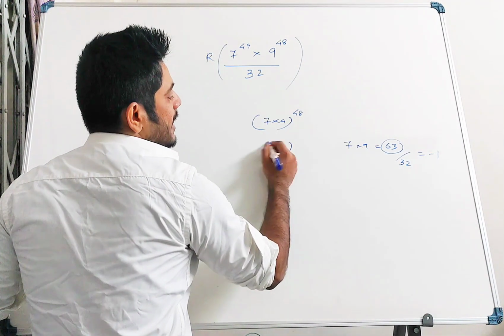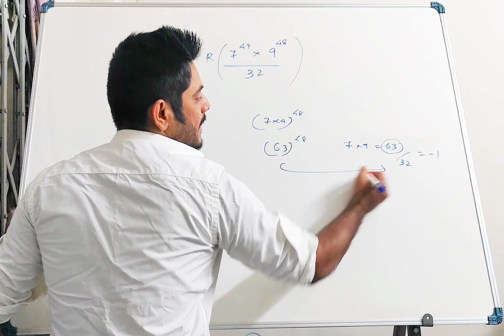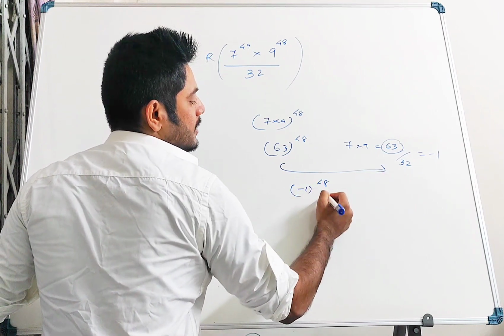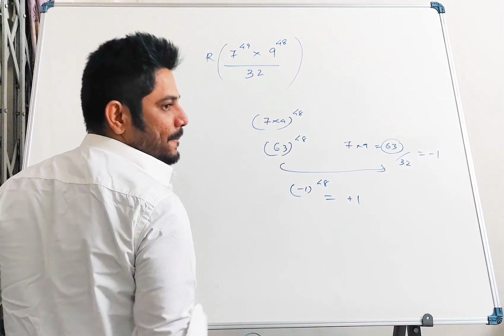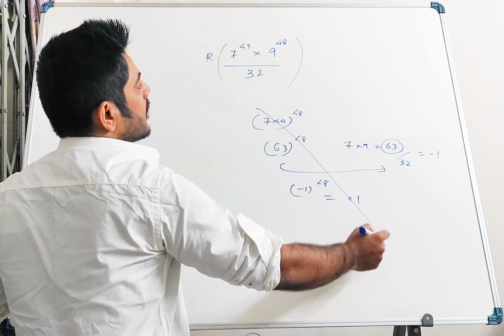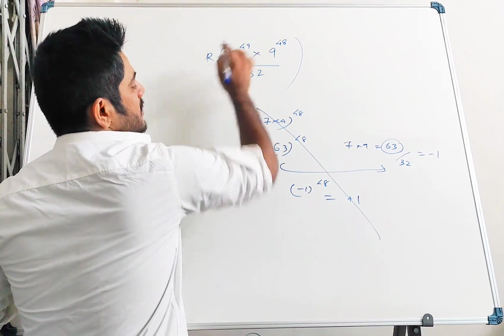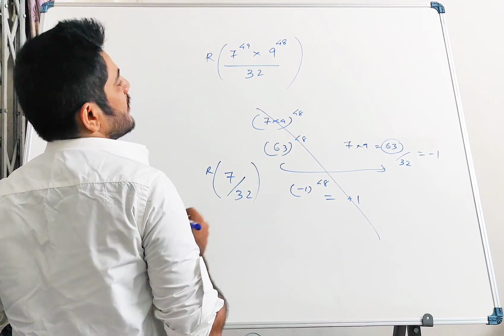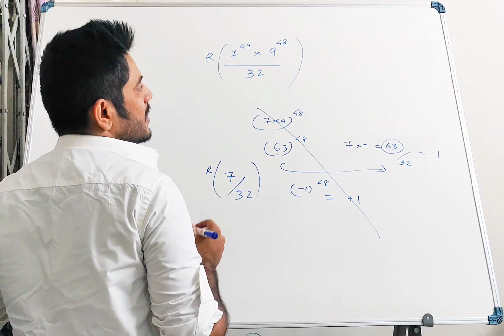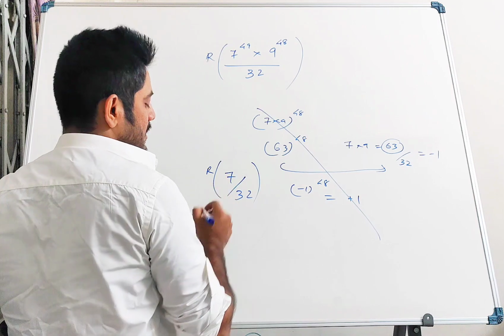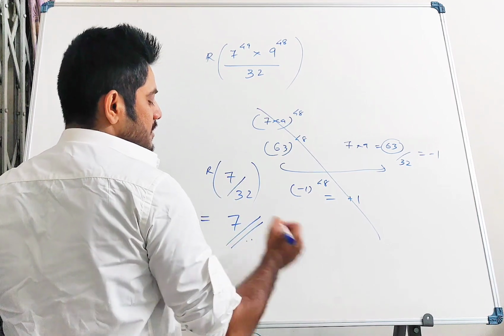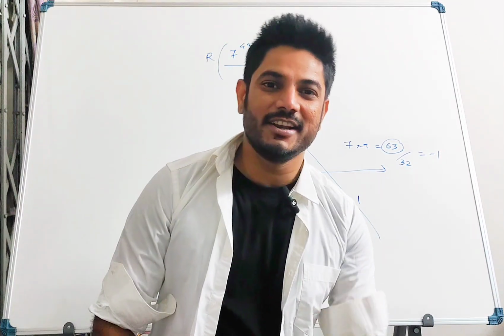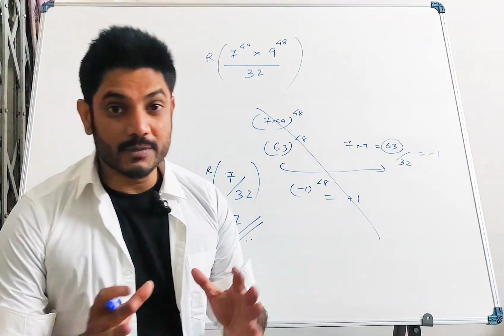So this is 63 raised to 48, which ultimately is minus 1 raised to 48, which is nothing but plus 1. So this entire thing is gone. What remains is only just 7. So my final answer, when 7 raised to 49 into 9 raised to 48 is divided by 32, is nothing but 7. And done. So I hope this is clear.